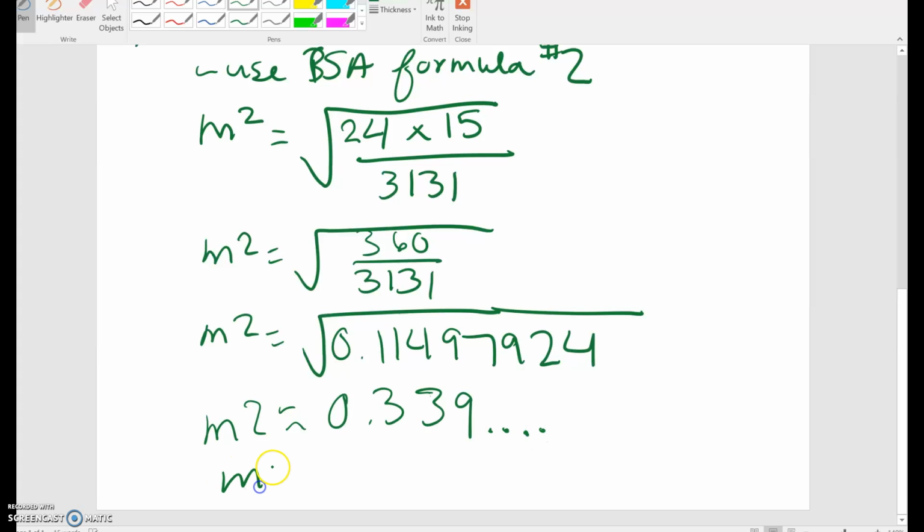You're going to round this off to the what? To the 100th place. So your answer is 0.34 meters squared. All right. So the patient's body surface area, using the body surface area formula number 2, is 0.34 meters squared. Let's try another one.